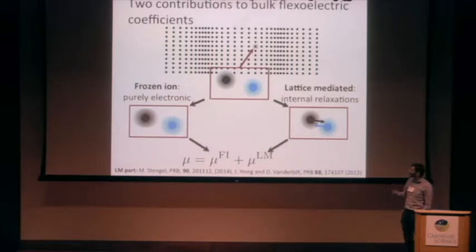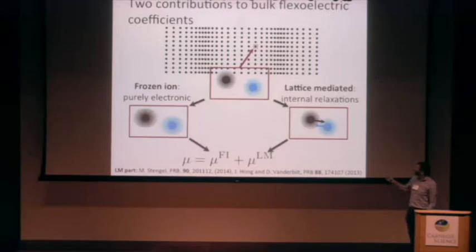So this was touched upon in the previous talk, that in that case, you have two contributions. You have a frozen ion contribution, or in the previous talk, a clamped ion contribution, which is, again, the purely electronic response to the strain gradient.